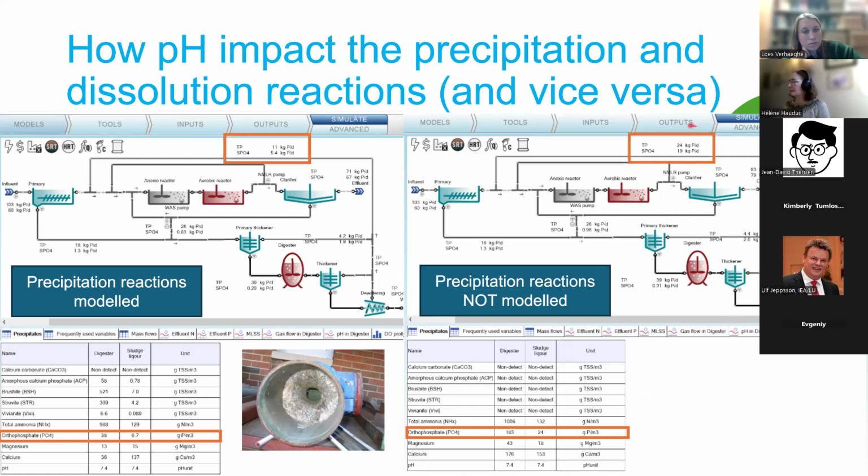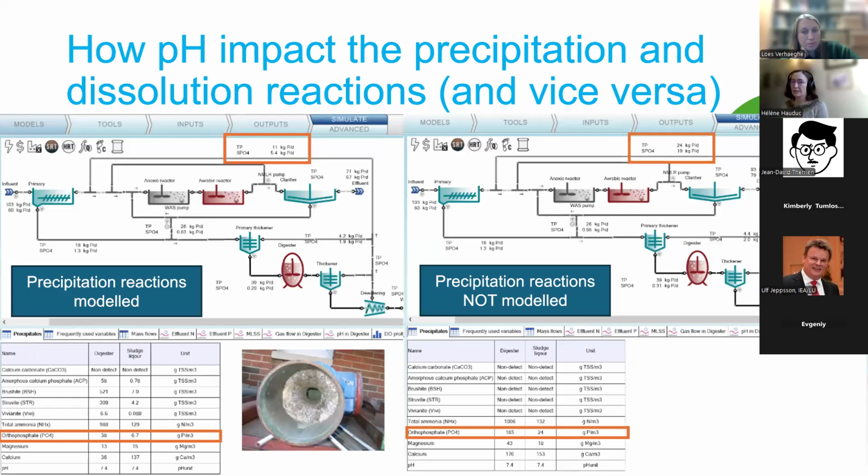And concerning the mass flow that returns with the sludge liquor, we can see that when we simulate the precipitation, we have 5.4 kilograms of phosphate per day. And here, without the precipitation considered, it's 19 kilograms of phosphorus per day as phosphate, coming back to the head of the treatment plant. So that's quite a lot of phosphate that needs to be treated again.